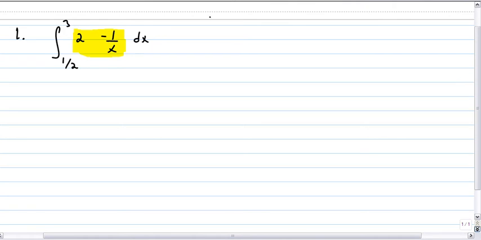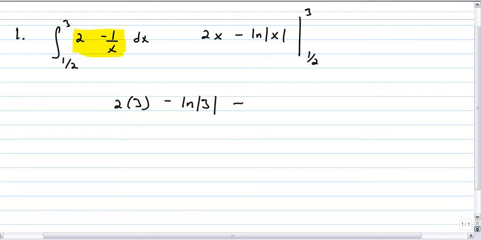Short way to do it with the fundamental theorem of calculus is find an antiderivative of the integrand. So the antiderivative, we're looking at 2x minus the natural log of absolute value of x. So there is your antiderivative. We're going to evaluate that from 1/2 to 3. So your answer is going to be 2 times 3 minus natural log absolute value of 3, take away 2 times 1/2 minus natural log absolute value of 1/2.